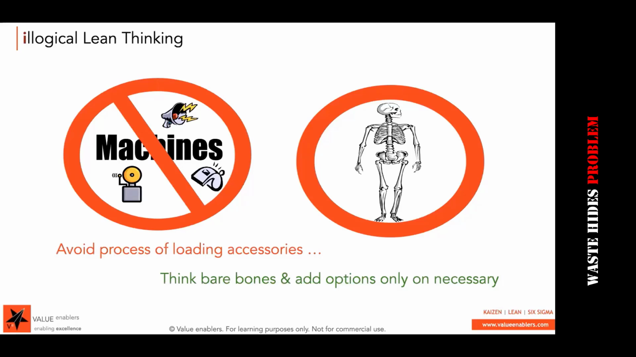Avoid the process of loading accessories. Think bare bones, whatever is the basic thing you do, and basic infrastructure for that. For example, you have mobile phones. How many of you use all the features of mobile phones? Waste, right? So even for machines, don't go for high tech, complicated machines which you don't use. Just think of the basic thing which can solve your purpose. That's the one I wanted to communicate here.